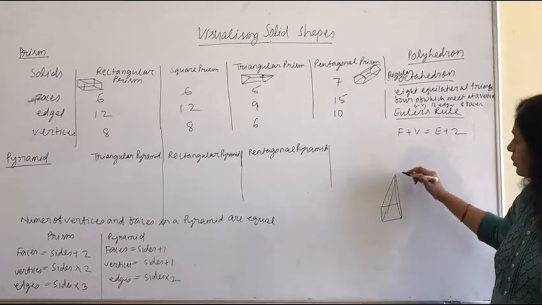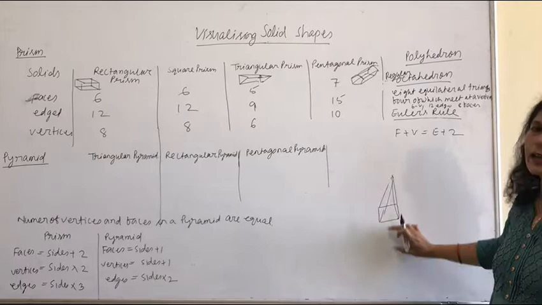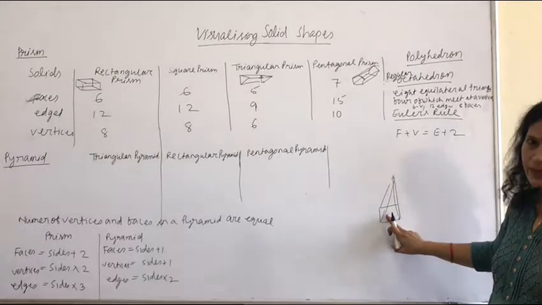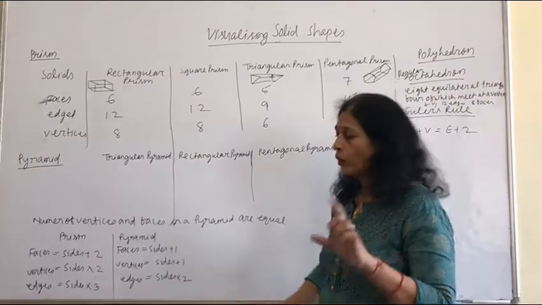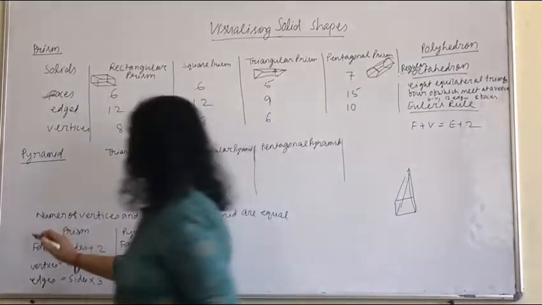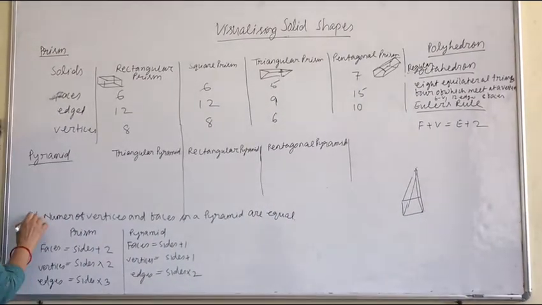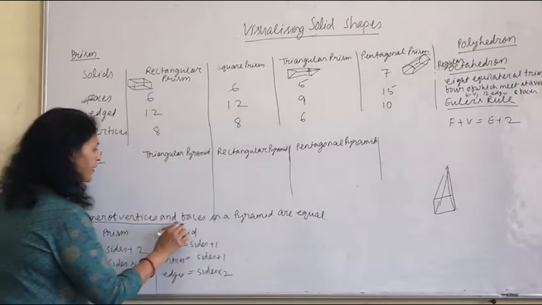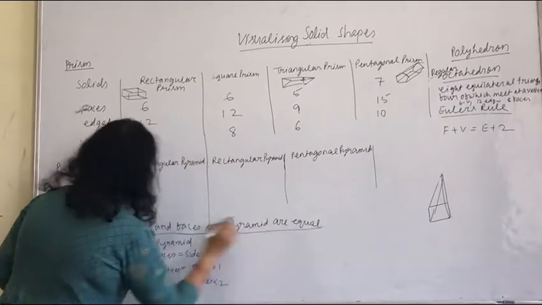Okay, so this is your pyramid. All the faces are triangular except your base. Okay. Now one more thing, you remember this one: the number of vertices and faces in a pyramid are equal.